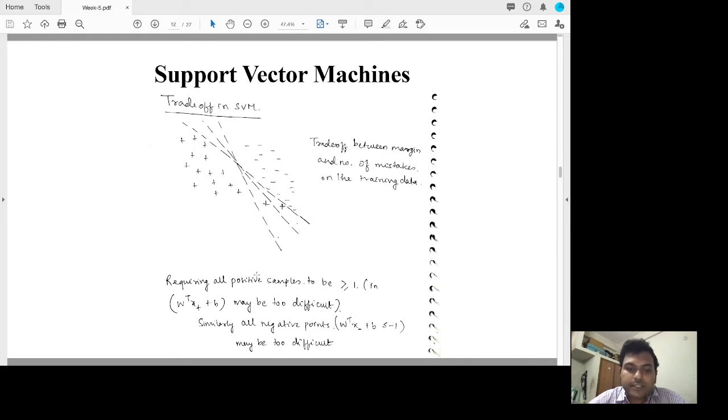So the root of this problem is, I had given a problem to the optimization software to say that all positive samples have to be greater than 1, which means that W transpose X plus B had to be greater than 1 for all samples, and this might be a difficult problem for the optimization software to solve. Similarly, for all negative points, W transpose X plus B less than or equal to minus 1, also it may be too difficult. First of all, it might be too difficult, and also it might lead to overfitting.